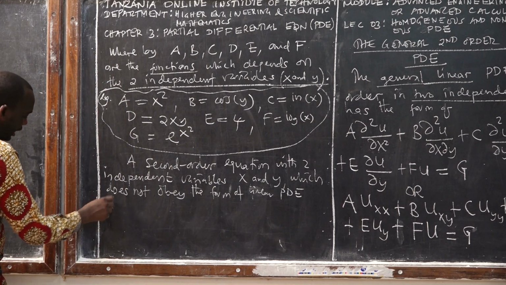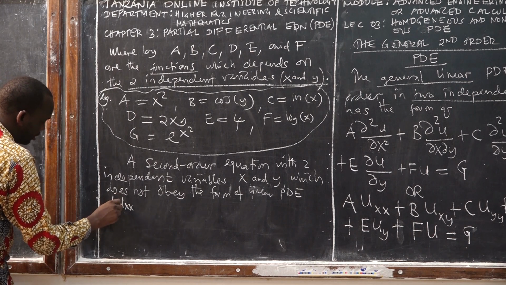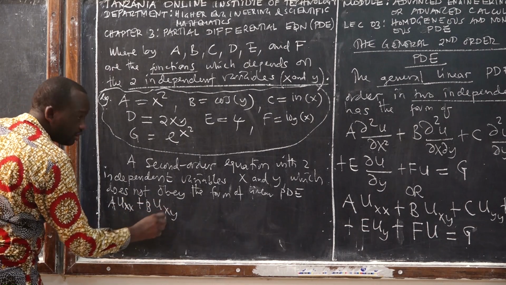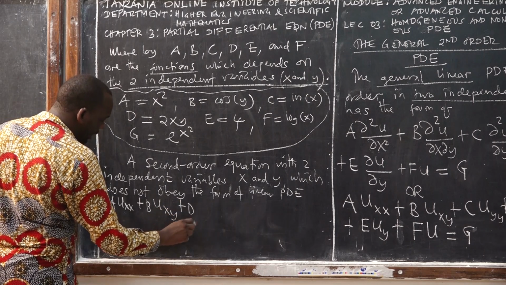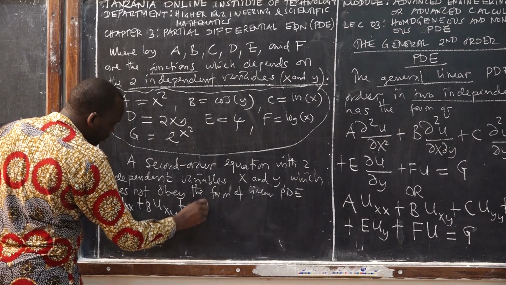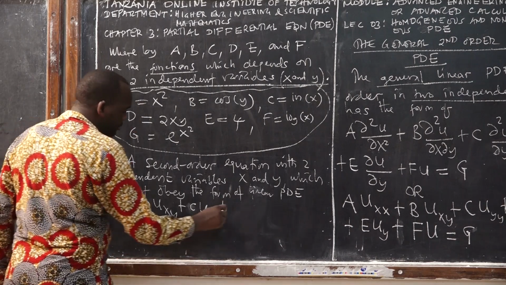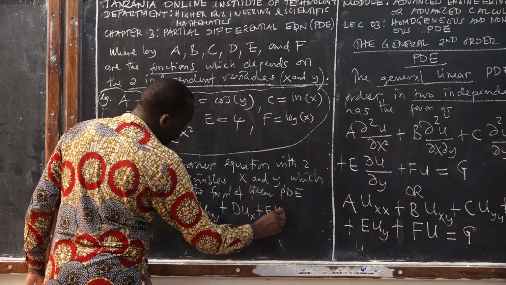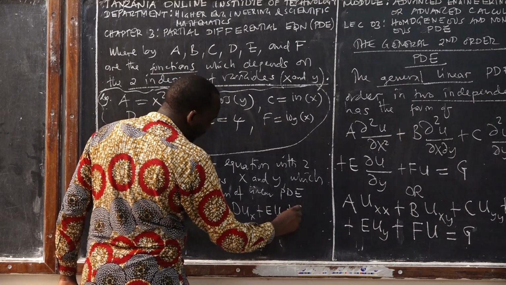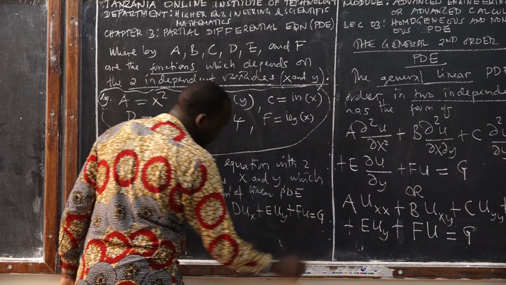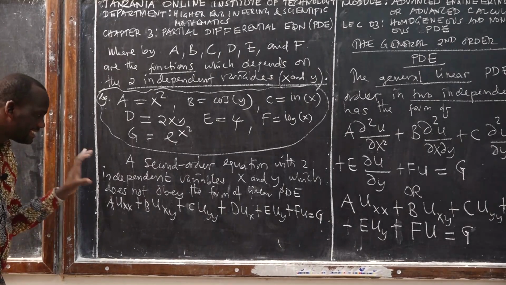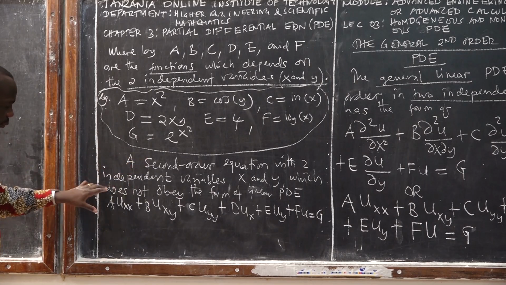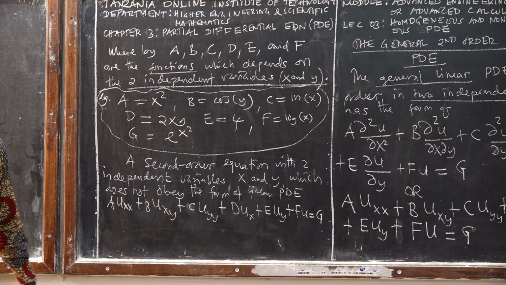When we say the form, stop writing. So tell me the equation. A u of xx plus b u of xy plus c u of yy plus d u of x plus e u of y plus f of u is equal to g. So any second order partial differential equation with two independent variables x and y which does not obey this form is non-linear.